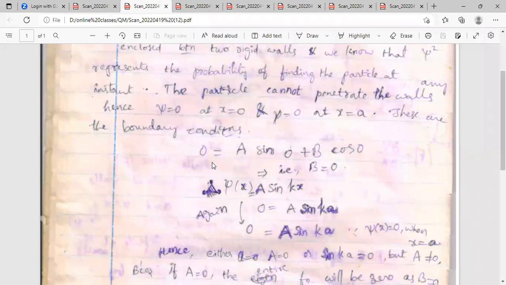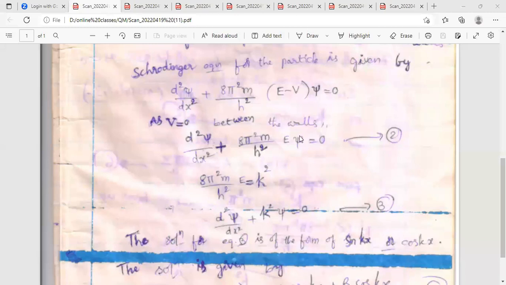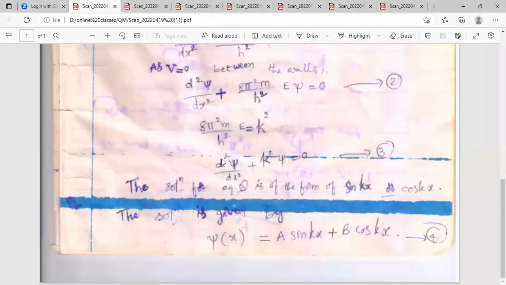Again, V is equal to 0 between the walls. So, this equation becomes d square psi by dx square plus 8 pi square m by h square into E psi is equal to 0. Let 8 pi square m by h square into E be equal to k square. Then the equation becomes d square psi by dx square plus k square psi is equal to 0. The solution for this equation is in the form of sin kx or cos kx. So, the solution can be given by psi of x is equal to a sin kx plus b cos kx.